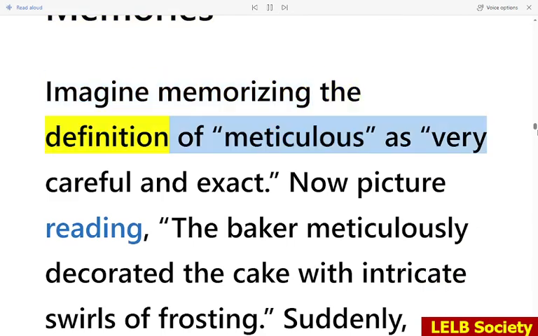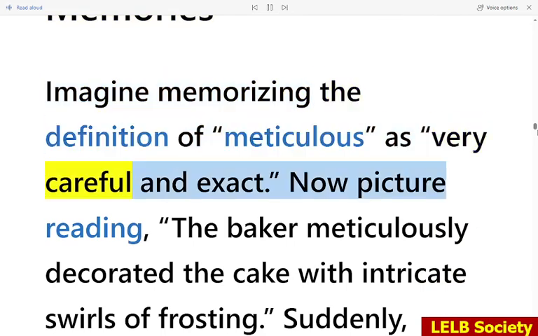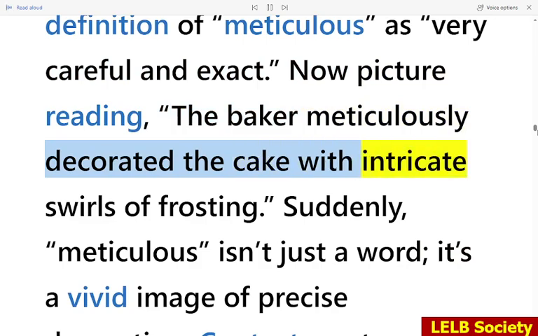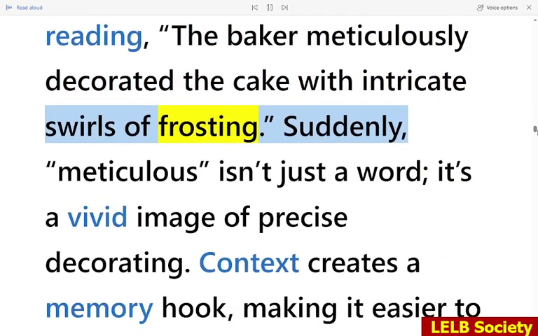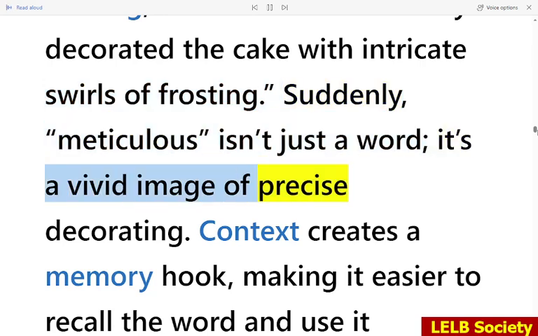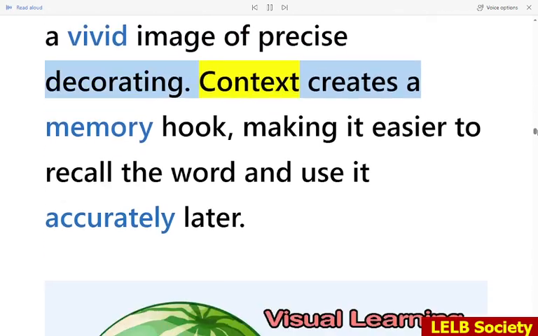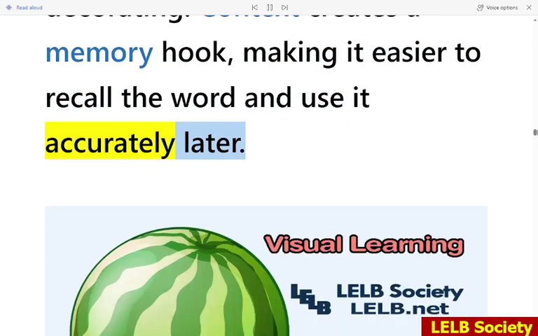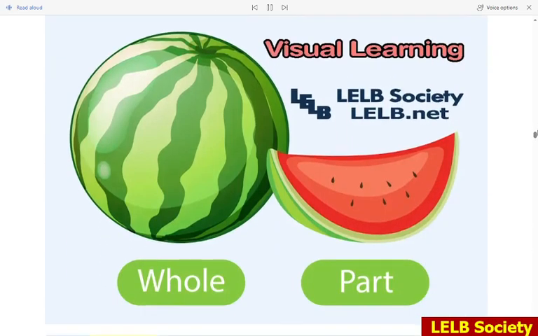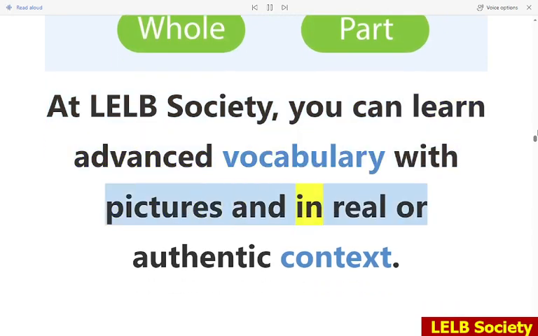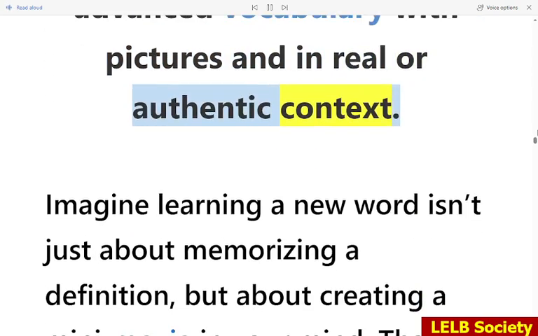2. From recognition to recall, building stronger memories. Imagine memorizing the definition of meticulous as very careful and exact. Now picture reading, "The baker meticulously decorated the cake with intricate swirls of frosting." Suddenly, meticulous isn't just a word, it's a vivid image of precise decorating. Context creates a memory hook, making it easier to recall the word and use it accurately later. At LELB Society, you can learn advanced vocabulary with pictures and in real or authentic context.